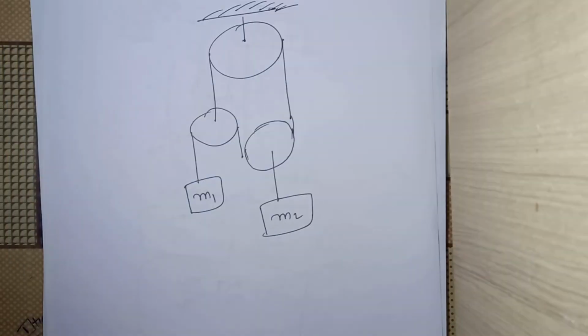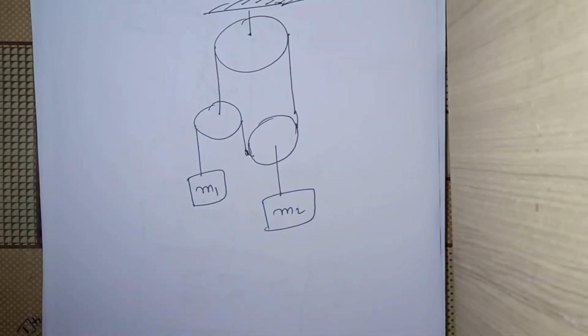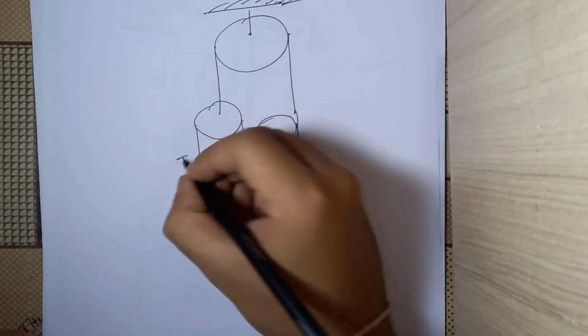So this time, let us say that we have some system like this. What we want to find is the real accelerations of these bodies when the system is left free. How will we do it? Let us assume there is some tension T.